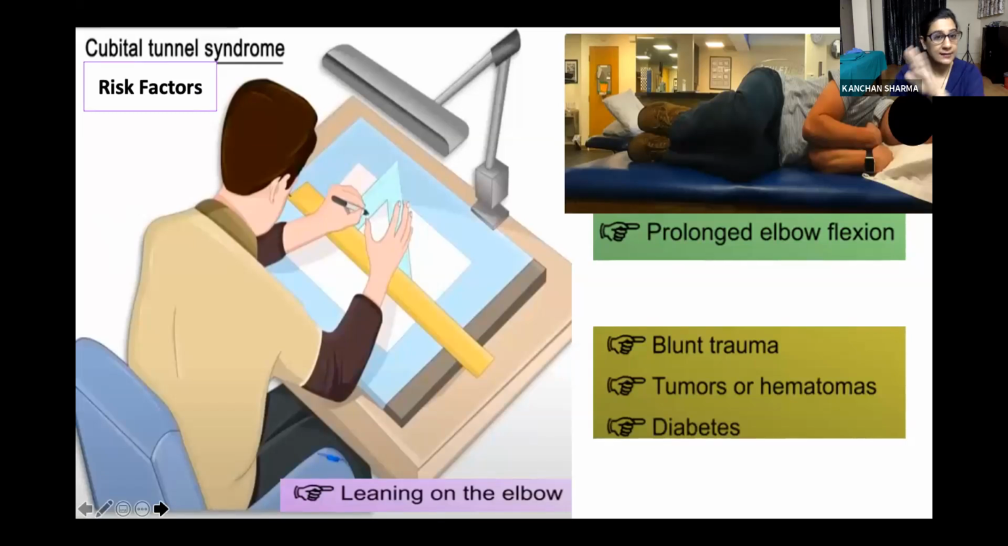So before that, let us revise the motor supply. One, the flexor carpi ulnaris, and the medial half of your flexor digitorum profundus, because it is on the ulnar side. So just remember, if you do not remember the names of the muscles, forget it.